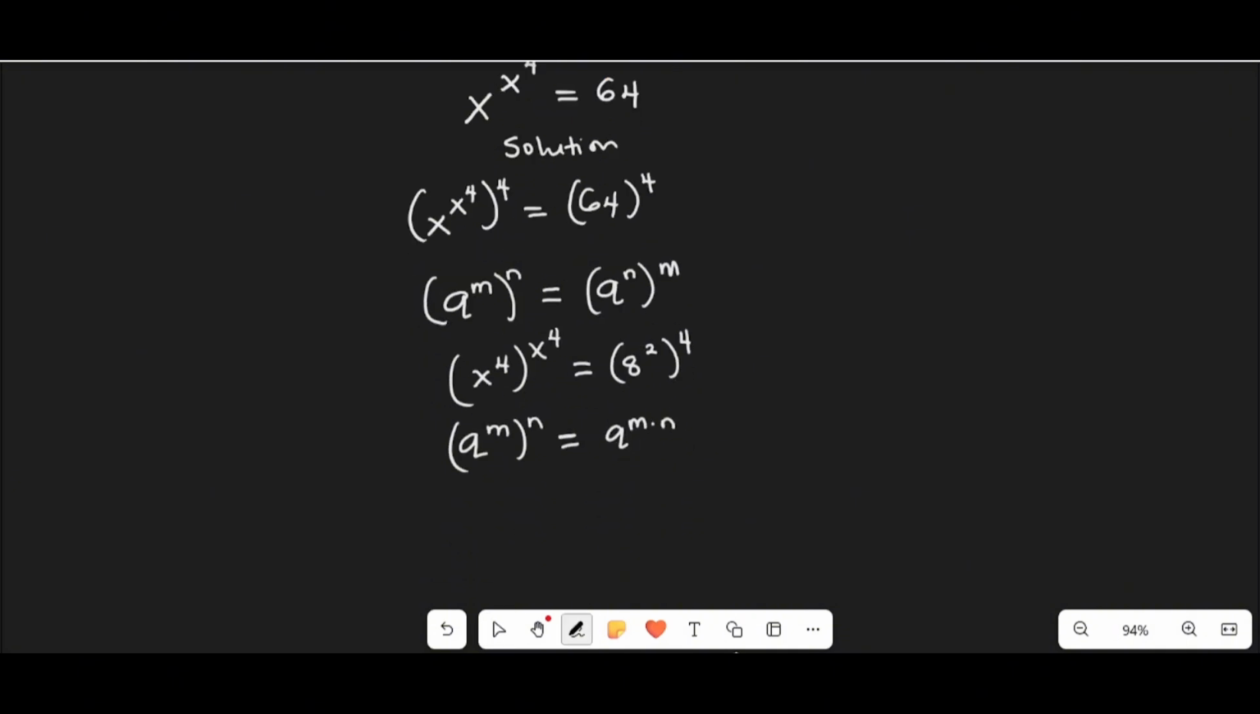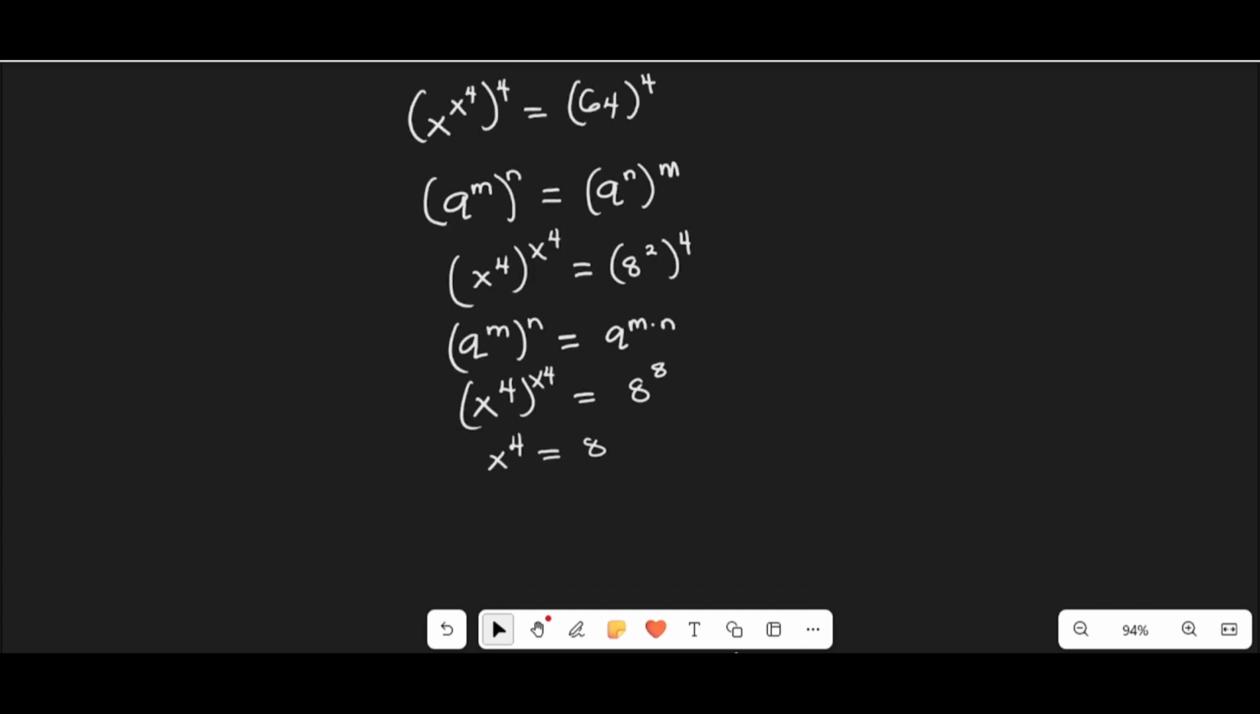So we are going to have (x^4), everything raised to the power x^4, equal to 8 raised to the power 8. In both sides, the base and the power are the same, so we can equate them to each other. I can say x^4 equal to 8. So if we take the fourth root of both sides, we are going to have x equal to plus or minus the fourth root of 8. That is our answer.